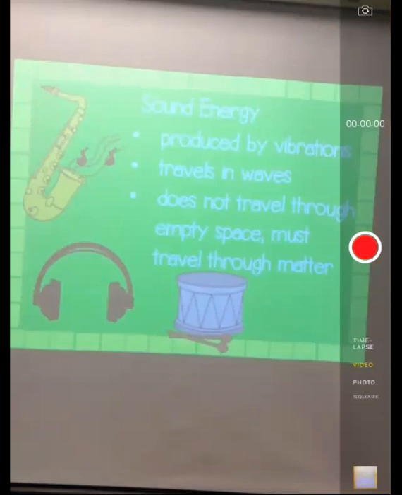Well, raise your hand. Don't yell things out loud. Ada? What, isn't air part of empty space? Yes. Air is matter.